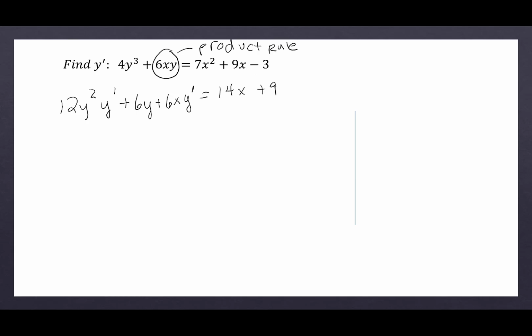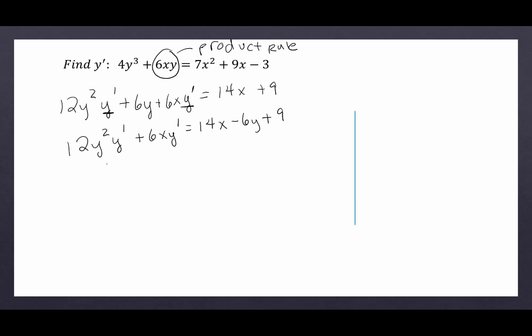9x just becomes 9, and the 3 derivative is 0. My goal is to get the y primes together. So I have a y prime in the first term, a y prime in the third term. Let's go ahead and write those two together. 12y squared y prime plus 6xy prime. And I'm going to move the 6y to the left. I have 14x minus 6y plus 9, and this order on the right doesn't matter.